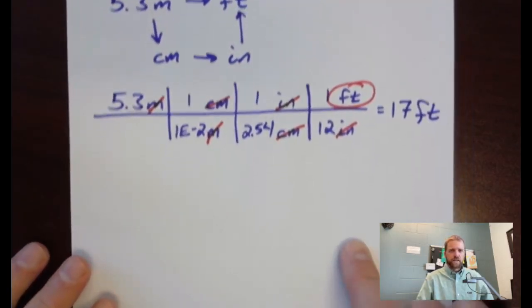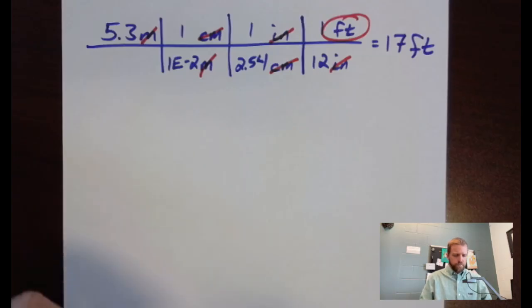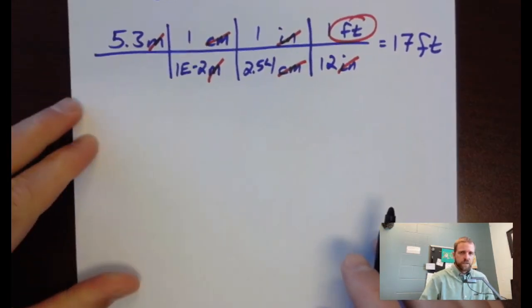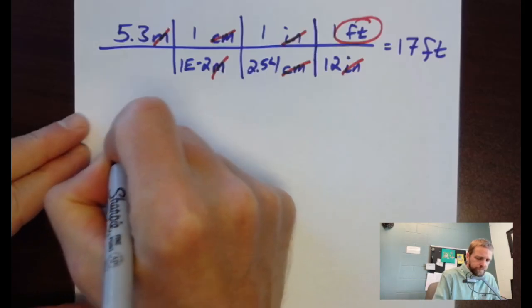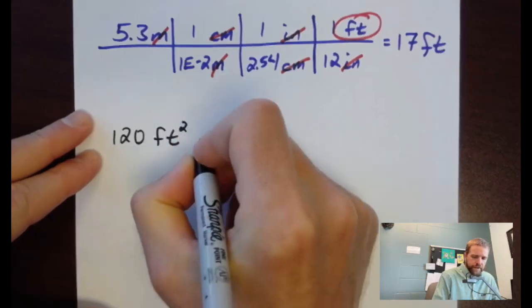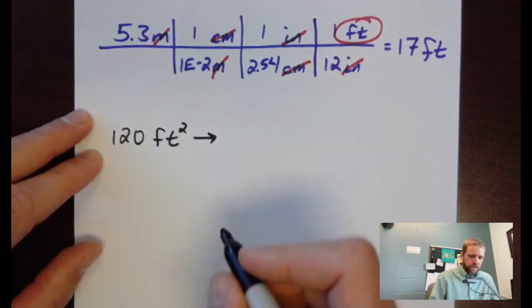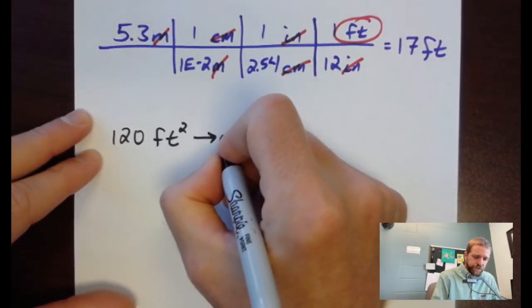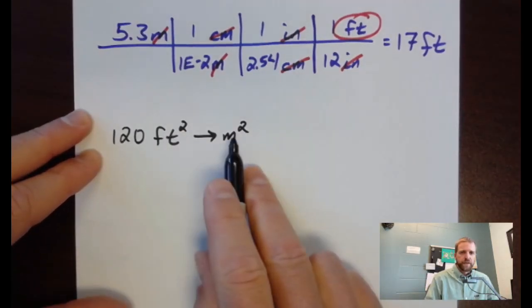We can also stack conversions when we are converting from an area to another area. So, for example, let's say that you have 120 feet squared, and you want to convert that to meters squared. Okay, so I want to go from 120 feet squared to meters squared.